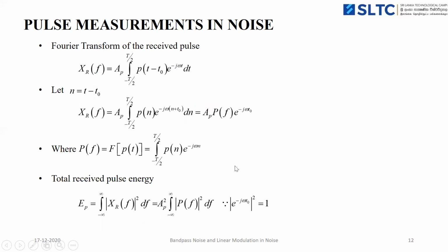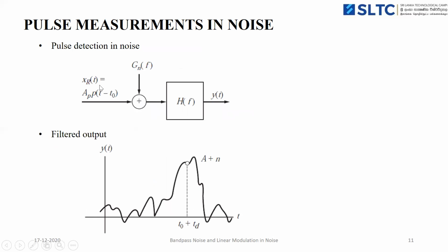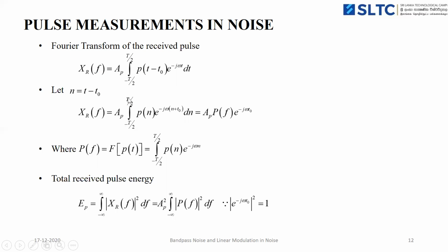Then for this signal, we can find out the Fourier transform of the received signal. The received signal is XR of t, which is equal to AP into P of t minus t naught. Now we need to find the Fourier transform of the received pulse. So we get XR of f equal to AP integral from minus T by 2 to plus T by 2 of P of t minus t naught e power minus j omega t, which is the Fourier transform formula.